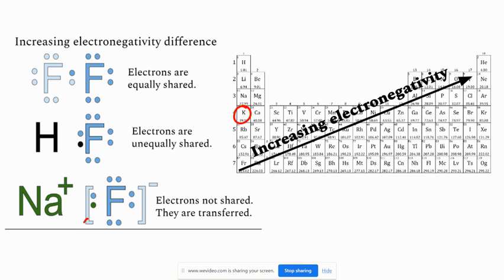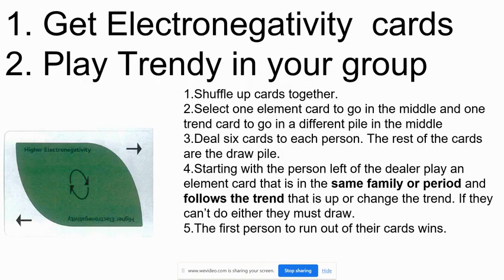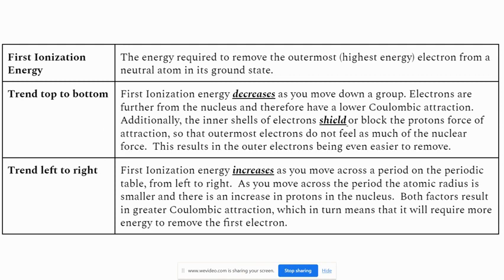Okay? All right. So we'll play Trinity coming up in a few minutes. First ionization energy then. Ionization energy is essentially how much energy it would take to go in and grab an electron and pull it off.